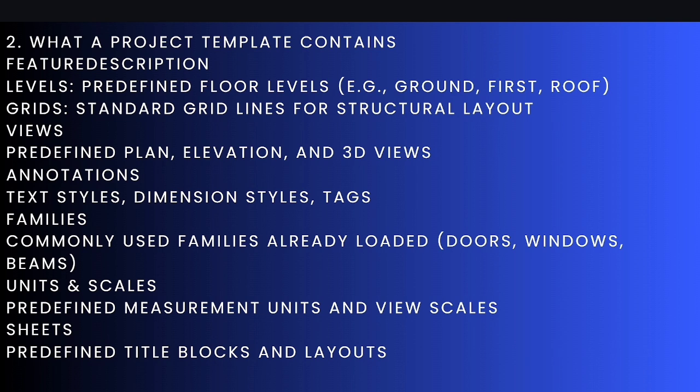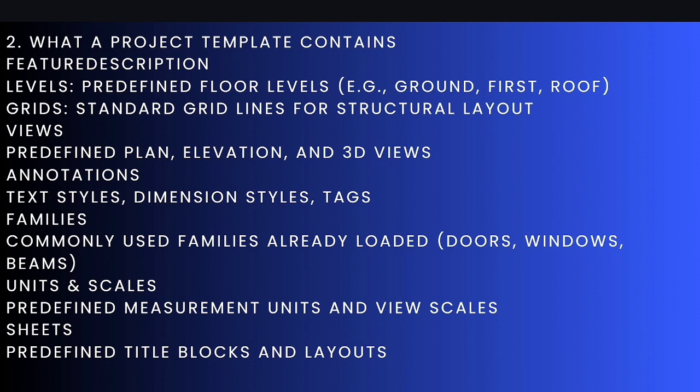What does a project template contain? Levels like floor plan and ceiling plan, like ground floor, first floor, second floor. These are the levels of the building, right? Ground, first, and roof. Grids, standard grid lines for structural layout, predefined plan, elevation, and 3D views, text styles, dimension styles, tags, and commonly used families are already loaded. Doors, windows, and beams are already loaded. You just have to click and add them in your projects.